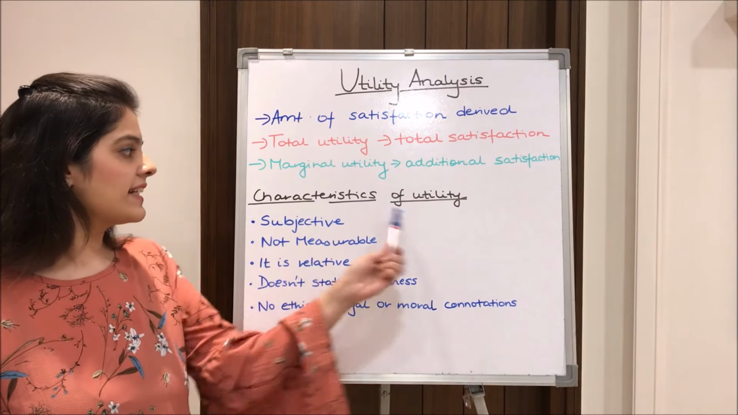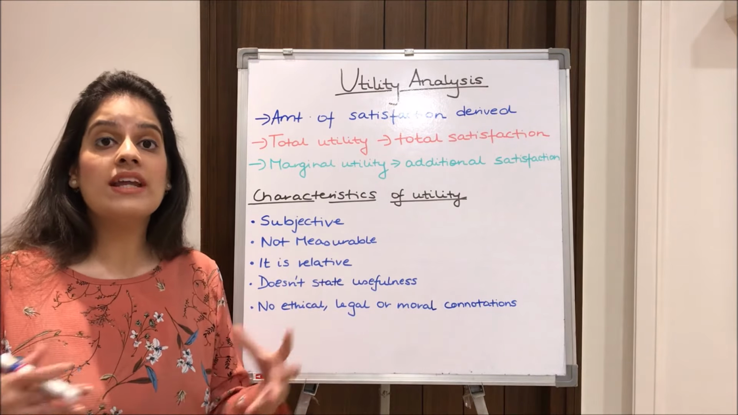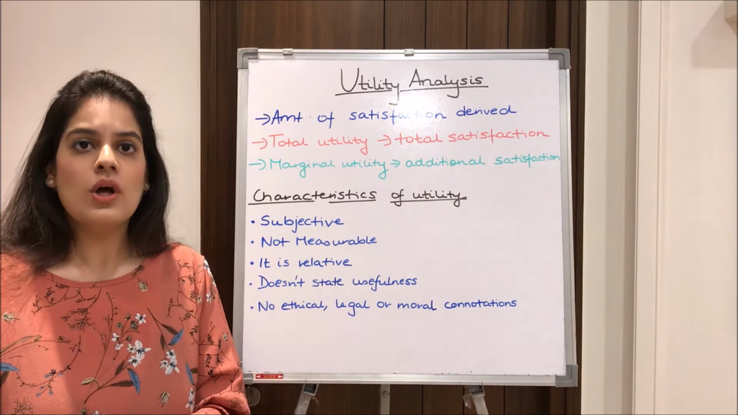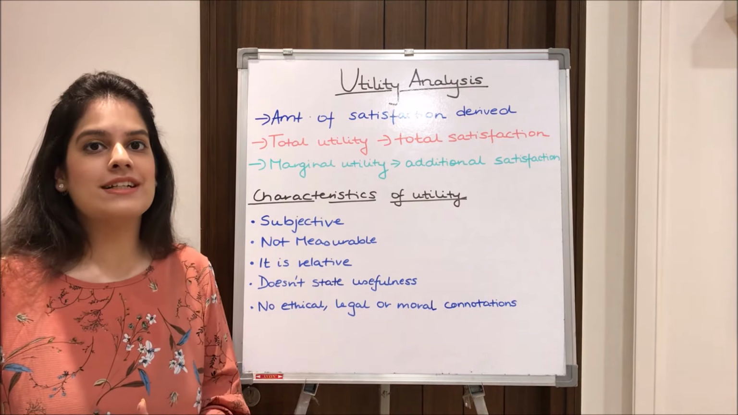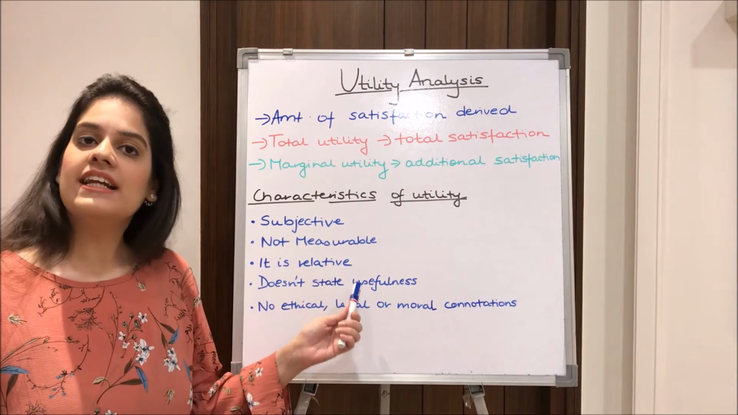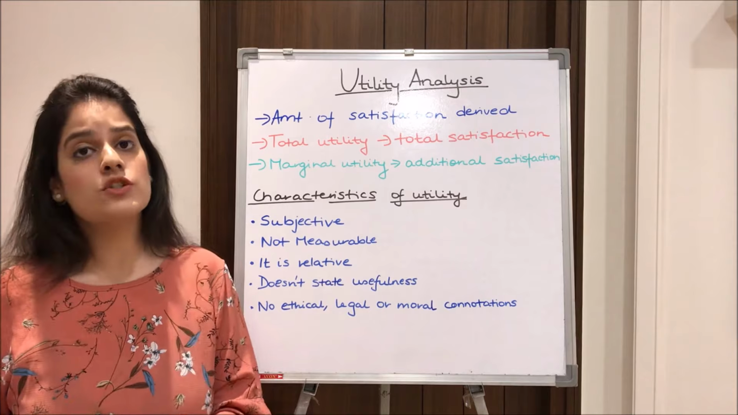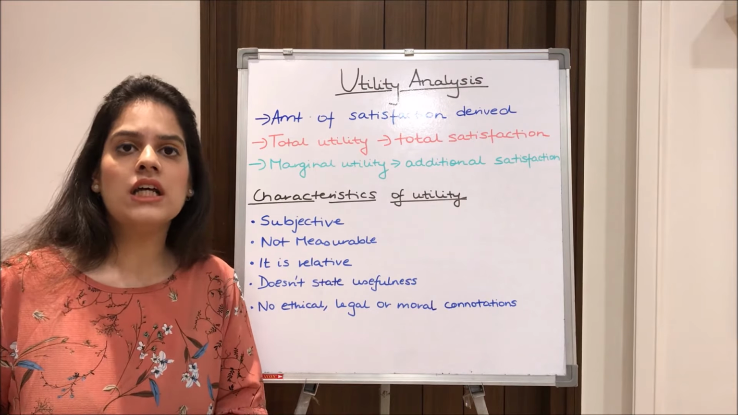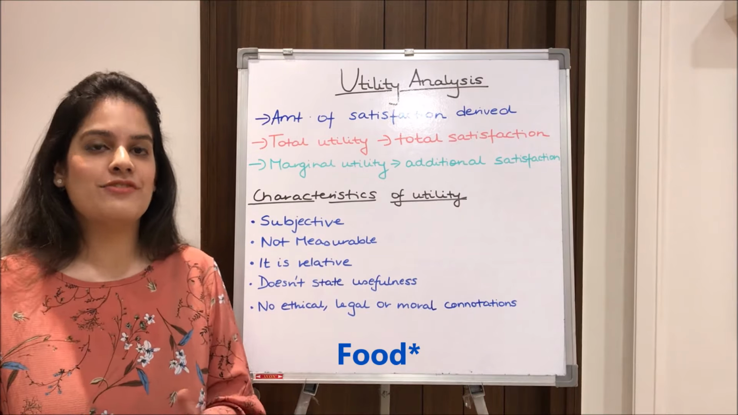Okay. Characteristics of utility. Utility is subjective, that is, it varies from person to person, and since it is subjective, it is not measurable. We can't measure utility easily. It is relative and not absolute, that is, it varies from time to time and place to place. For example, when we are very hungry and when we are not hungry, our utility for the hunger is different.